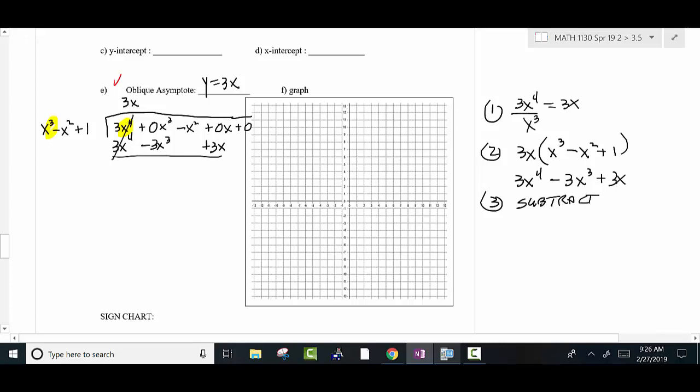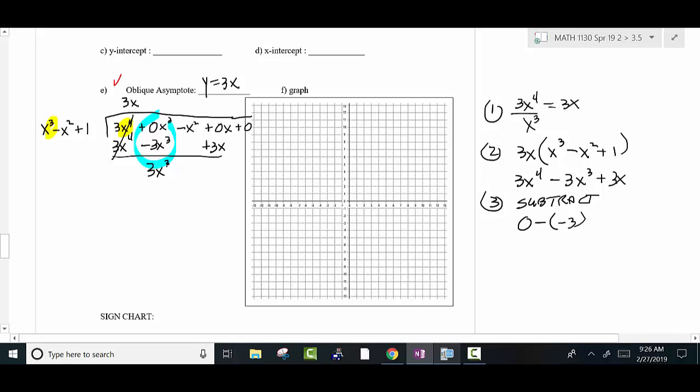So 3 minus 3 is nothing. That always happens if you do your division right. The next one you got to be careful about. What you're doing is you're doing 0 minus minus 3, right? So that is 3x to the third. If you slip up on that, it'll mess up your asymptote, okay?